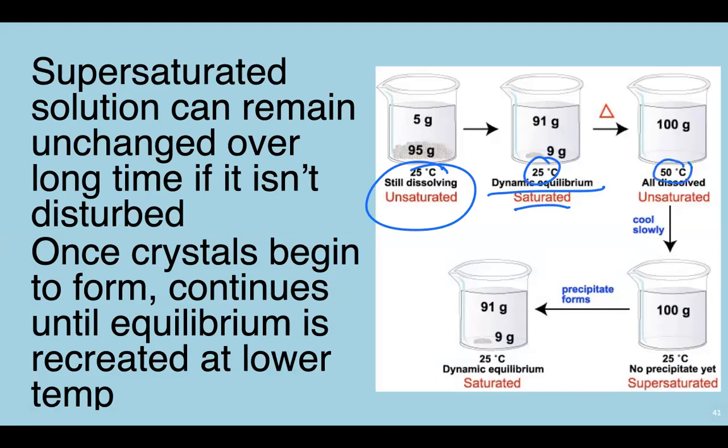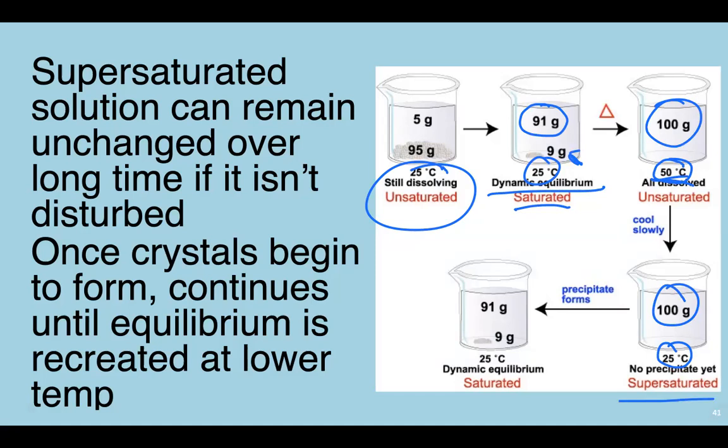Then we're going to increase the temperature to 50 degrees. We have 9 grams of solute sitting on the bottom, which means for this volume of solvent, the maximum amount of solute allowed is 91 grams. When we heat it up to 50 degrees, all 100 grams is dissolved. That's still unsaturated.